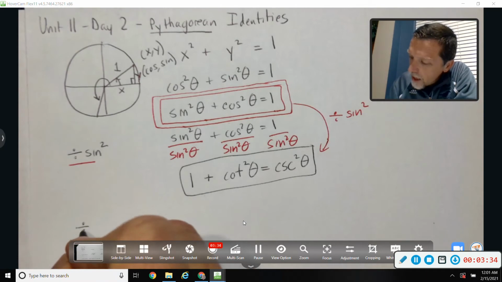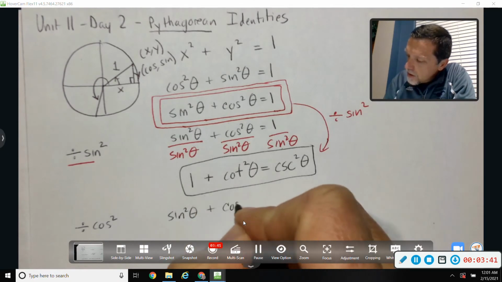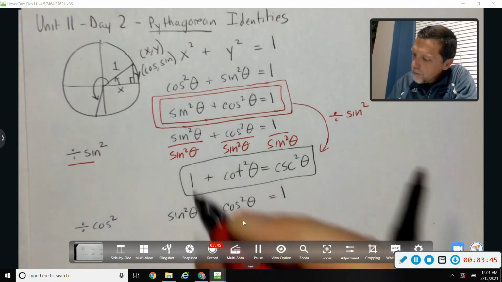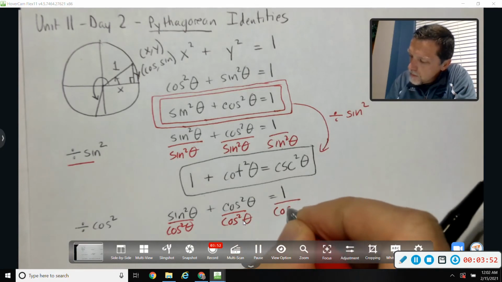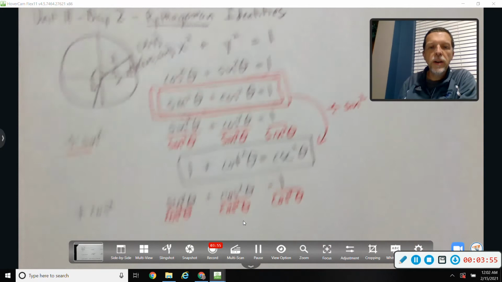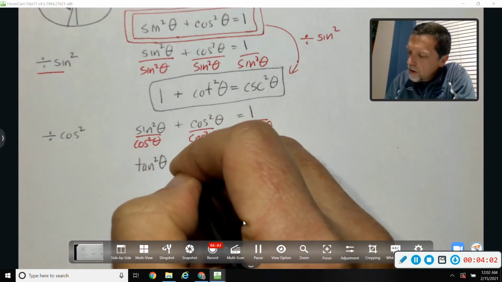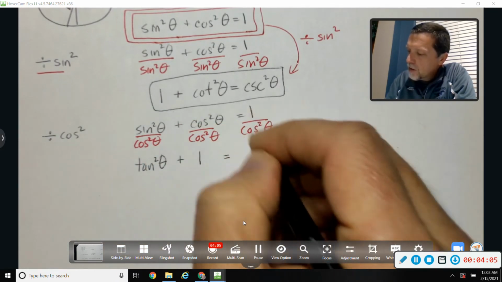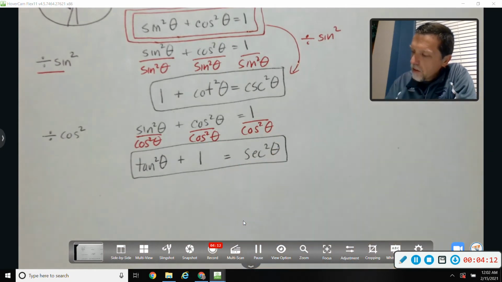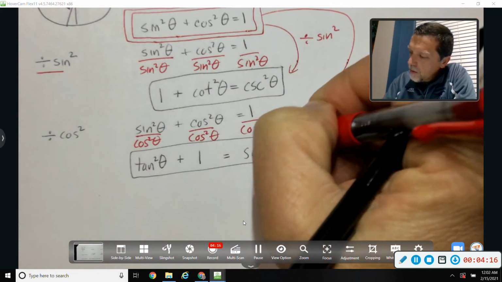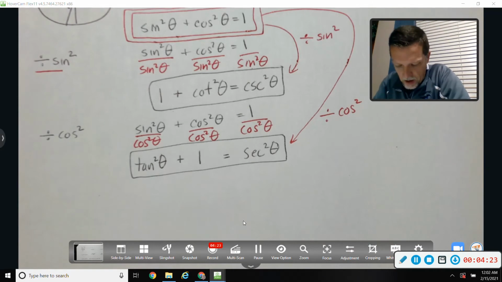You might guess to get to the last one, we'll divide everybody by cosine squared and see what happens. So sine squared plus cosine squared equals 1. Let's go through and divide everybody by cosine squared. Right, perfectly legitimate algebra step there. Just divide everybody by cosine squared. Sine over cosine is tangent. So tangent squared. Cosine over cosine is 1. And 1 over cosine is secant. So secant squared. So there's our third Pythagorean identity that we get when we divide by cosine squared. So those are the 3 new ones that we'll use today.